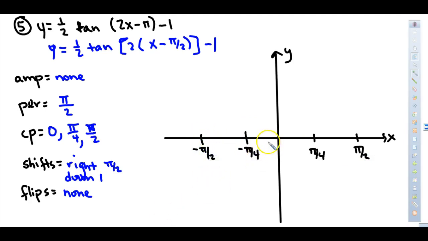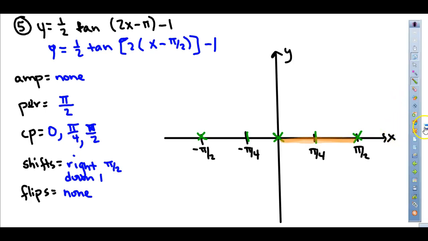Okay, so the base graph for tangent has a point at the origin and an asymptote here. Point, follow that same pattern. Our asymptotes, of course, might be moved. Let's see. We're going to the right pi over 2 and down 1. Let's measure what pi over 2 looks like. Pi over 2 is actually the whole period. That's the length of it. And we're going to be moving to the right.